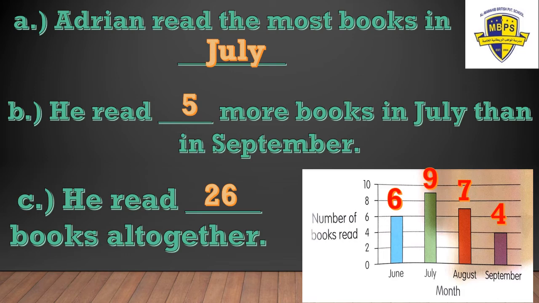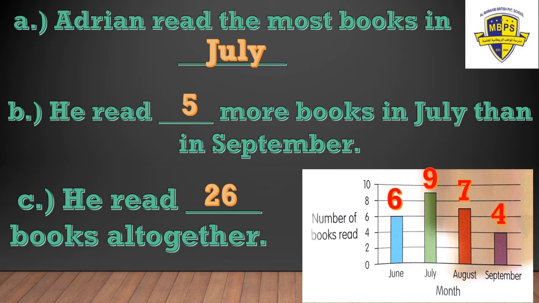B. He read dash more books in July than in September. Okay, now again we are comparing between the 2 months. We are comparing between July and September. So we have to find how many more books did he read in July than in September. And children, if you remember, we studied that don't look at the word more and add. No, we are comparing between the two. So we are going to minus.